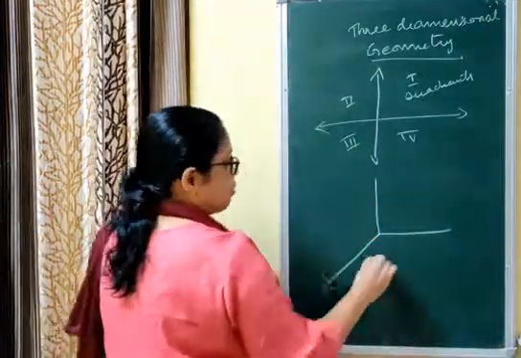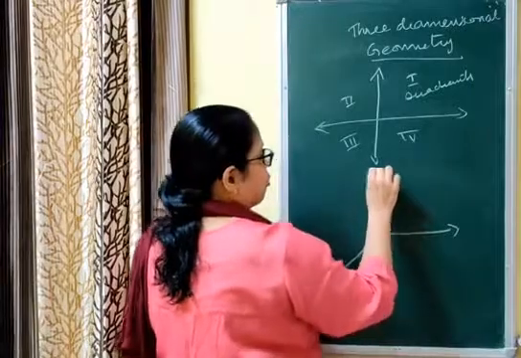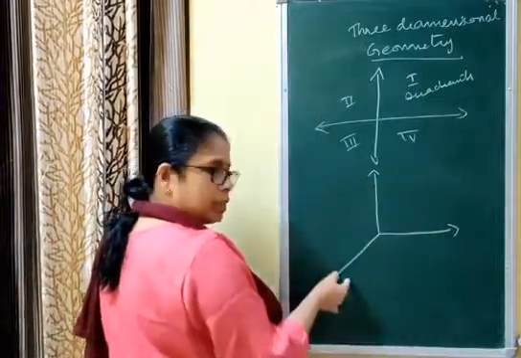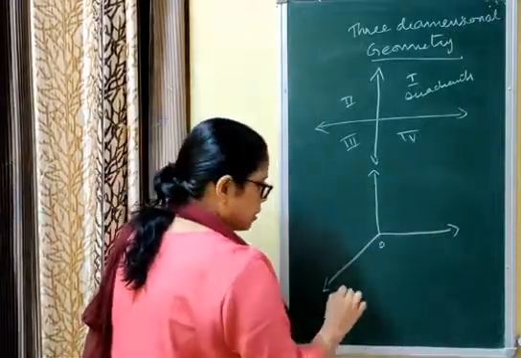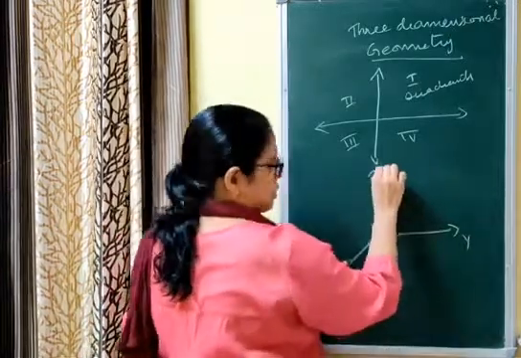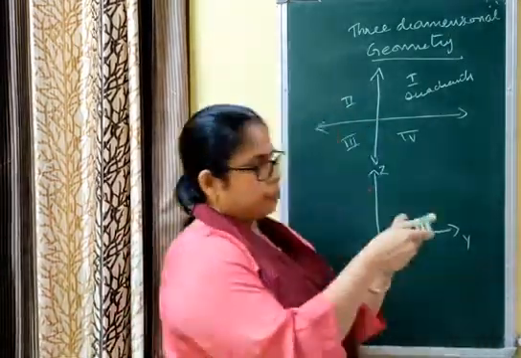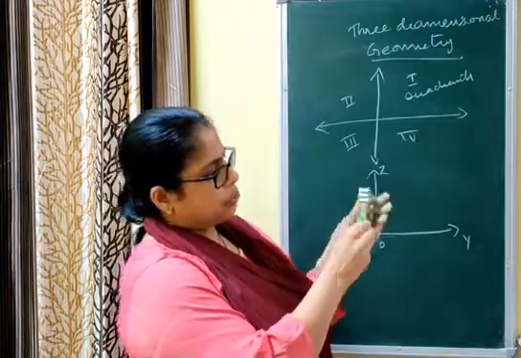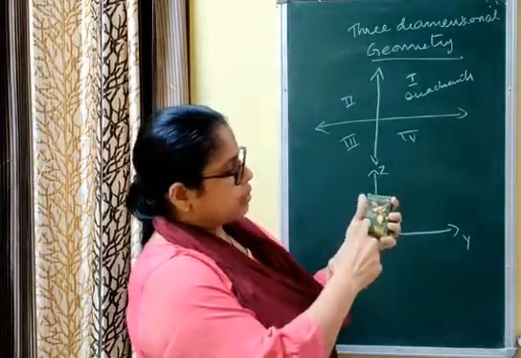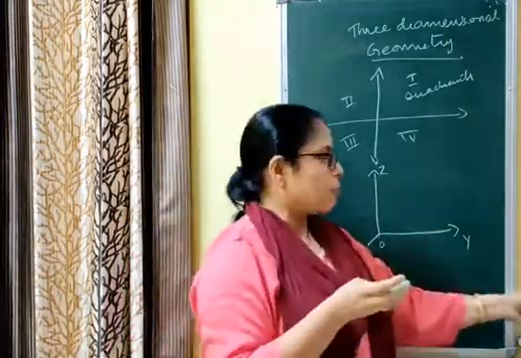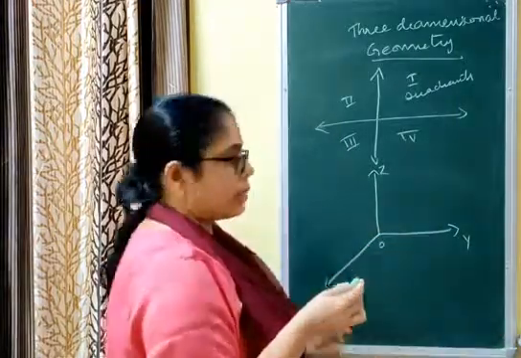But in a 2-dimensional plane, we can draw a 3-dimensional figure like this. This is x, this is y and this is z. As I told you, these divide the whole space into 8 parts. Each part is called an octant.